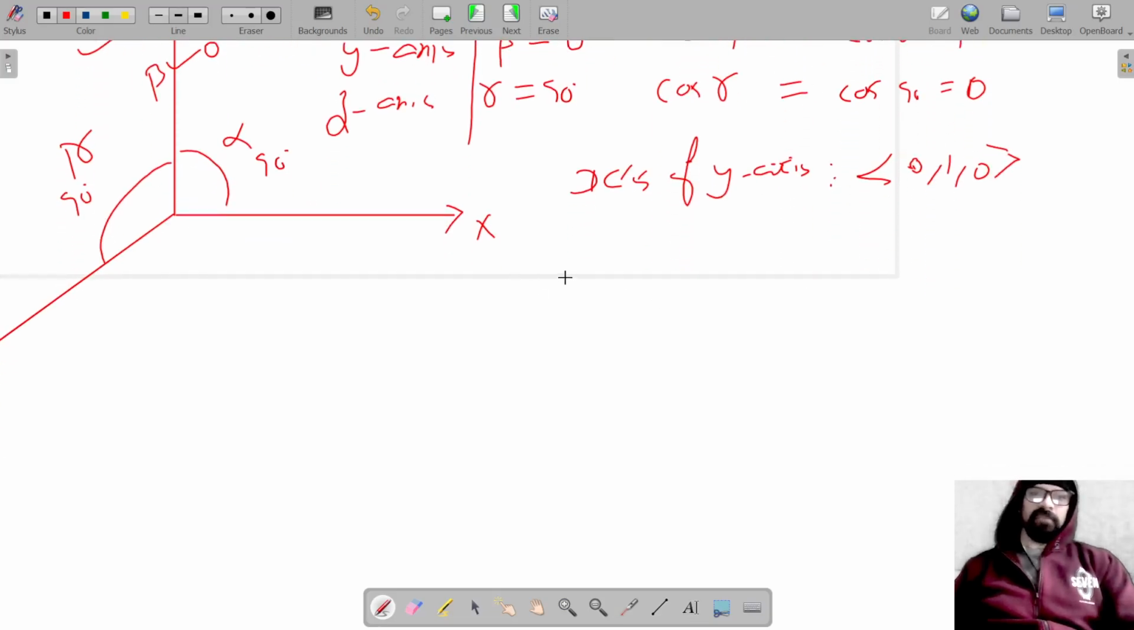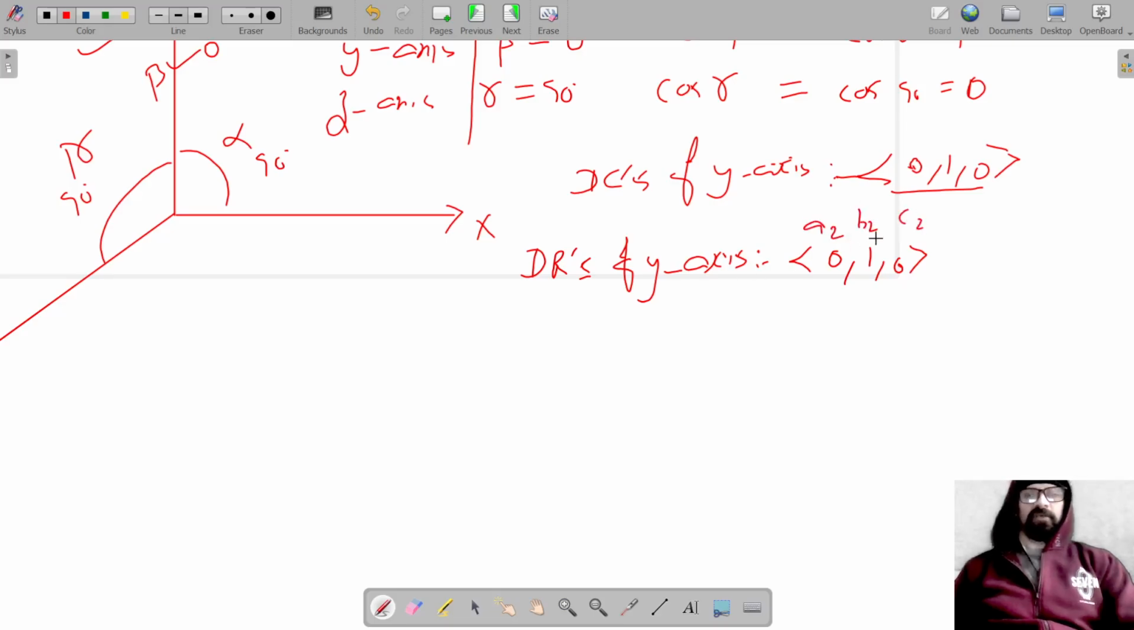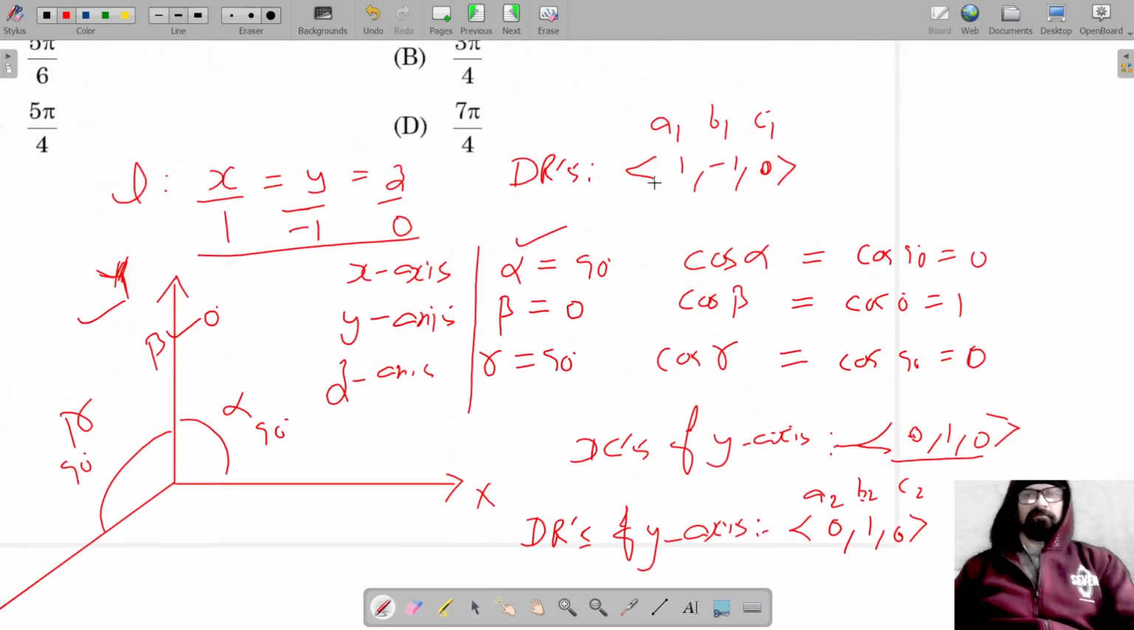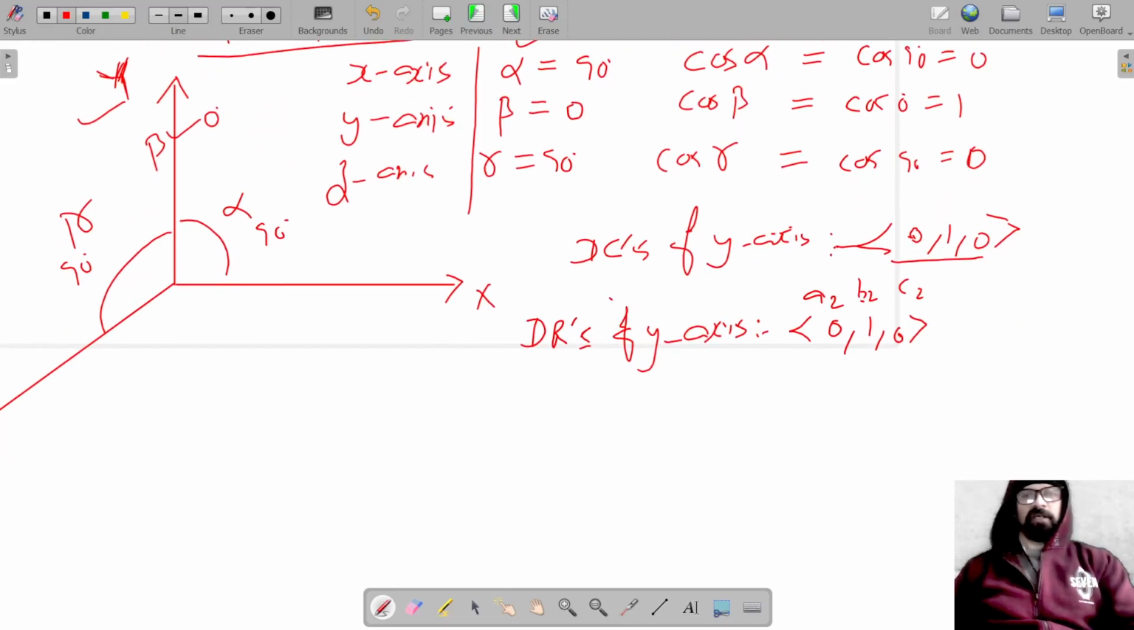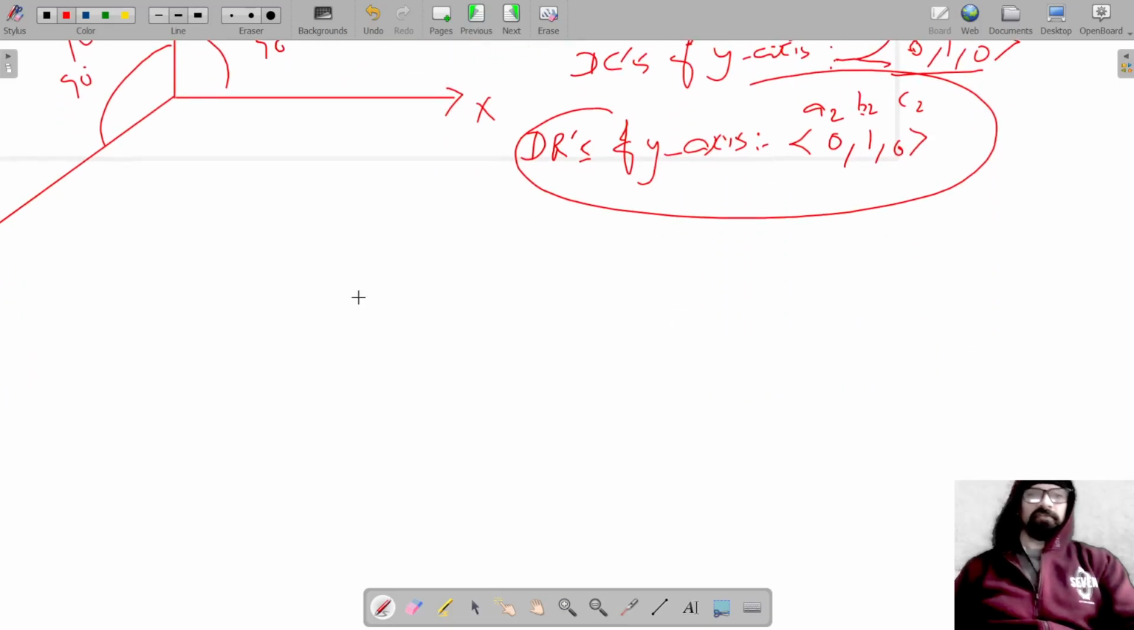Now, what would be the direction ratios of y-axis? So direction ratios of y-axis will be some number multiplied by these direction cosines, and let me just multiply them with 1, because you can multiply any number, which gives me the same result. So these are the direction ratios of y-axis. Let's say these are A2, B2, and C2. So now we have two lines. For the first line, the given line, we have the direction ratios A1, B1, and C1, and the direction ratios of y-axis are A2, B2, and C2.